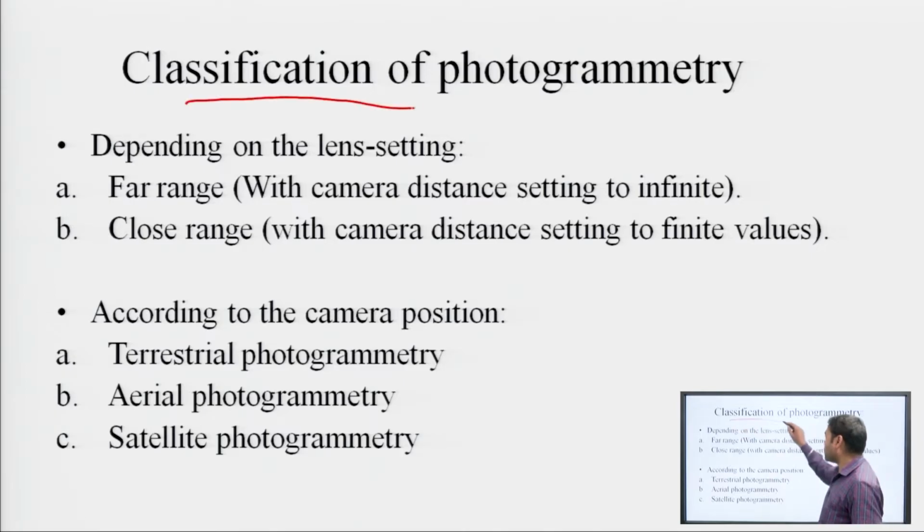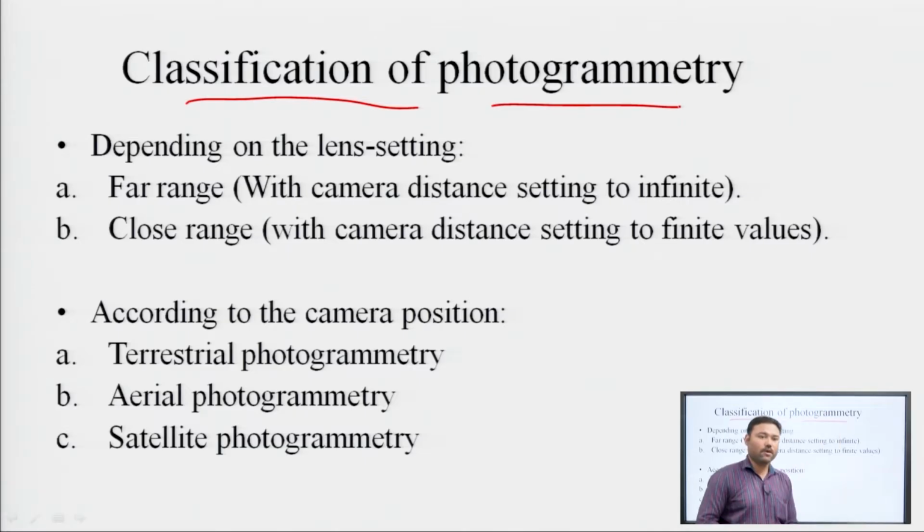Now, talking about classification of photogrammetry, it can be classified basically into two types depending upon the lens setting and according to the position of the camera. Talking about lens setting, photogrammetry can be classified as far range and close range. Far range means the camera distance is set to infinity or a large distance, but in close range the distance of the camera is set to some finite value.